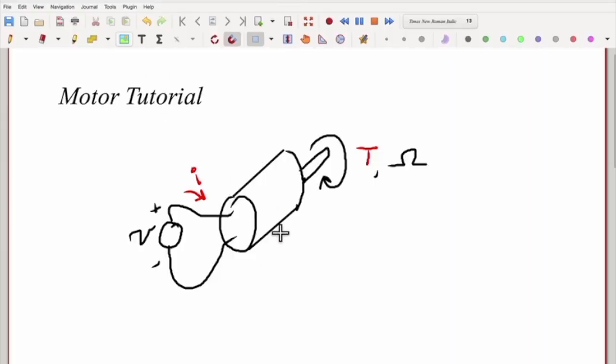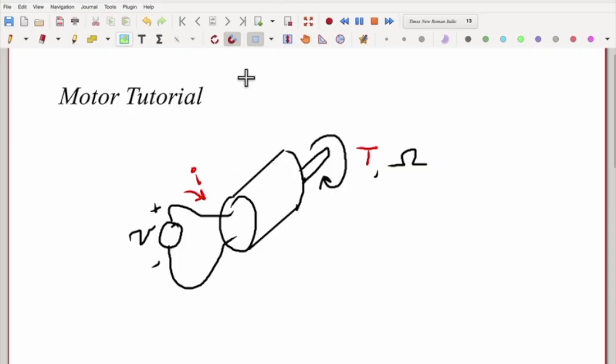So this is the starting point of our model of a motor. Here's the body of the motor, and here's the axle of the motor, and the output of the motor is this angular velocity of the axle given by omega here, and a torque given by T here. And so the question is, how much of each of these do we get as a function of the voltage going into the two wire terminals of the motor, and the current going in?